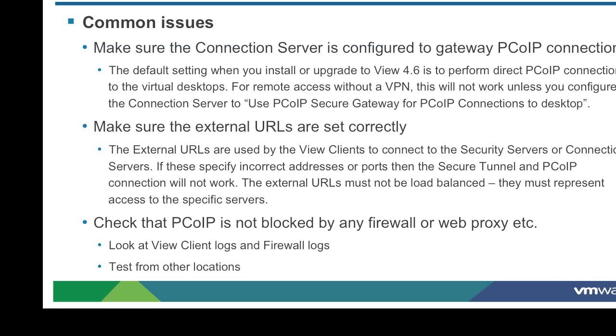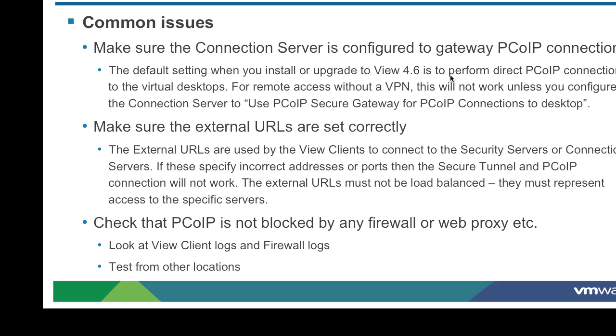Test from different locations. If it works from some locations and not others, it could be that on the client side there is a web proxy or a firewall that is blocking PC over IP. Gatewaying PC over IP over the internet in this way does work in the vast majority of cases and will absolutely give the best user experience over the WAN. For the small number of cases where PC over IP is blocked and really can't be opened up, then assuming you're not using a VPN to access the View environment, then it will be necessary to back down to RDP.